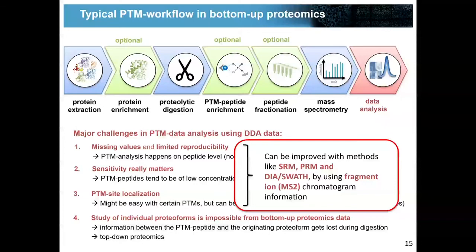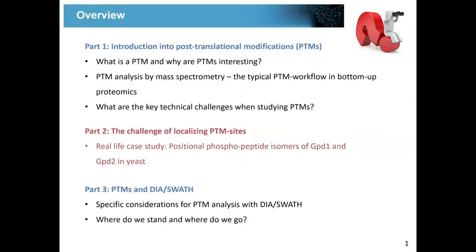Now, with methods like SRM, PRM, and DIA-SWATH, I think we can improve on these first three challenges. And yes, missing values and sensitivity we already discussed a lot throughout the week, why we can improve this and how fragment ion chromatogram information can be very helpful. And now for the second part, I would like to therefore just focus on this PTM site localization and how DIA-SWATH data or SRM or PRM data, fragment ion chromatogram data can help with this challenge.